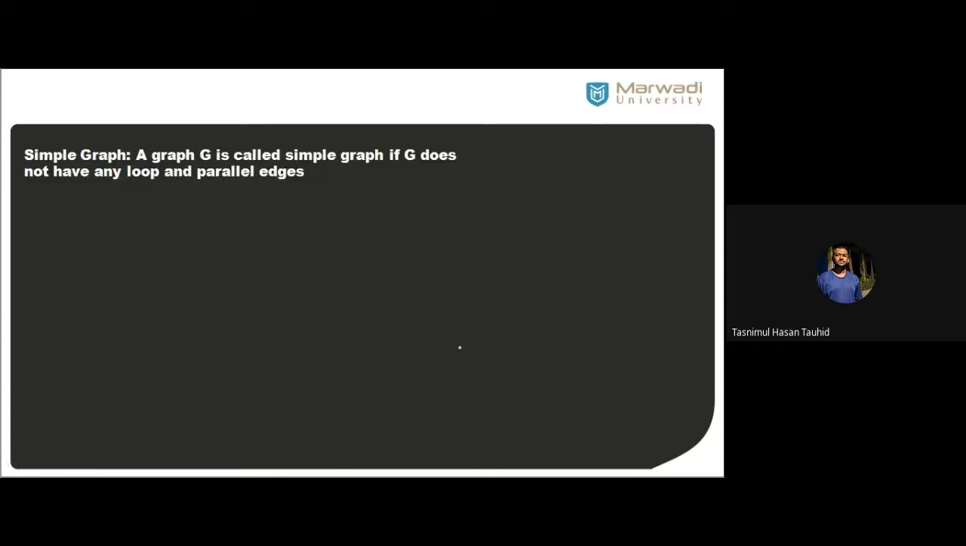Before coming to the next question, you need to know what a simple graph is. The very straightforward definition: a simple graph is a graph having no parallel edges and no self loop. Neither parallel edges nor a self loop. That graph is a simple graph. Rezai, clear? What is a simple graph?